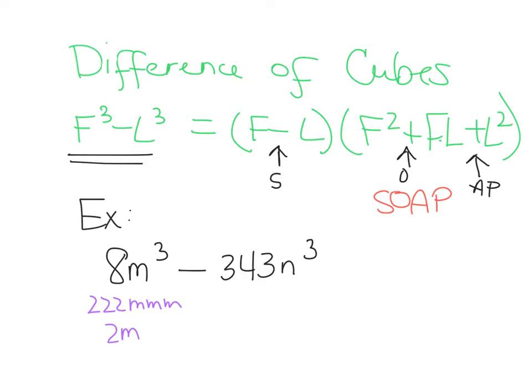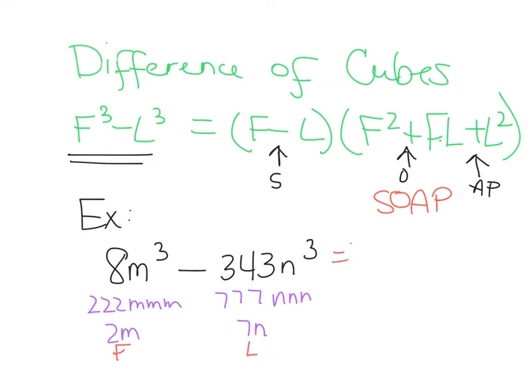The last term, 343n cubed. Now again, you've got to know your cubes here. I know that 7 times 7 times 7 is 343. You could always use your calculator to find that, but some of these you just need to learn. And then n. So I know that this is a perfect cube and it's 7n. So again, here is my first term, here is my last term. I'm ready to factor it.